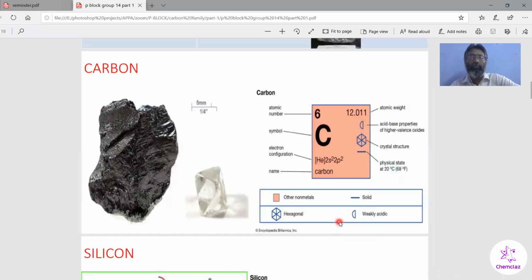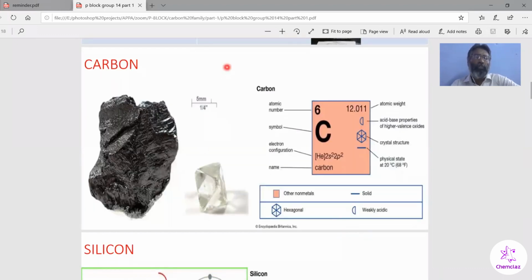The next one is carbon. This is the image of pure carbon. Carbon has atomic number 6, electronic configuration helium 2s2 2p2. So there are 4 electrons in the outermost shell, the valence shell. The 14th group contains 4 electrons in the outermost shell, so the valency of 14th group elements is 4.